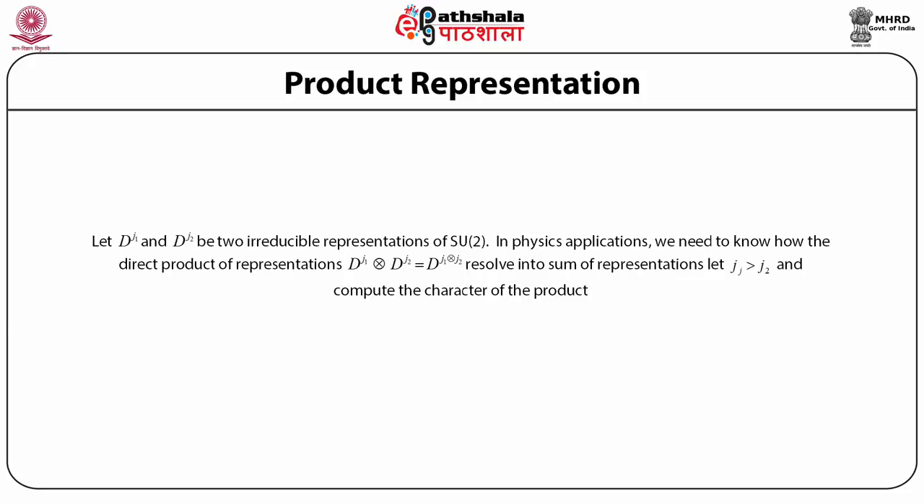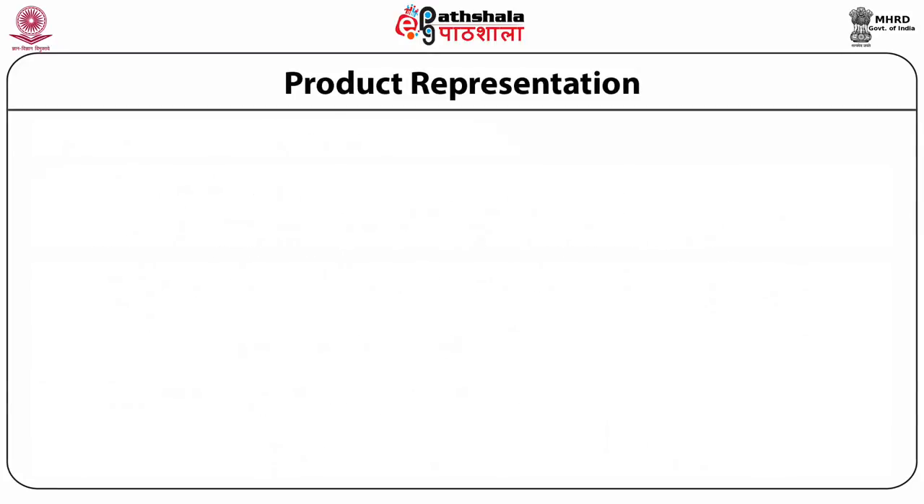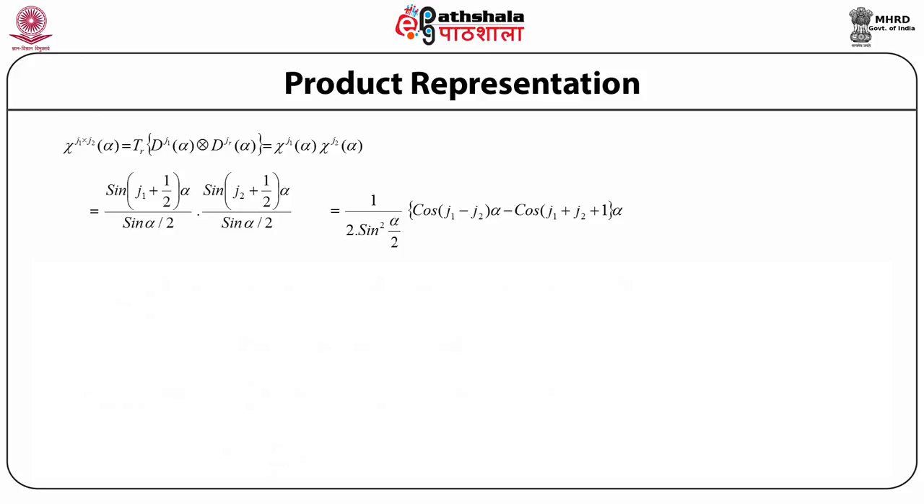The direct product of this representation, DJ1 cross DJ2, written as the representation D of J1 cross J2. To resolve it into a sum of representations, let us take J1 to be greater than J2 without any loss of generality, and let us compute the character of the product. The character of the product, chi of J1 cross J2 for the group element alpha, is the trace of the direct product representation matrices. This trace of DJ1 alpha into DJ2 alpha, which we have seen earlier, is equal to the character of J1 alpha multiplied by the character of J2 of alpha. The character of the irreducible representation of the group has been computed earlier, and it is given by sine of (J1 plus half) alpha divided by sine alpha by 2.